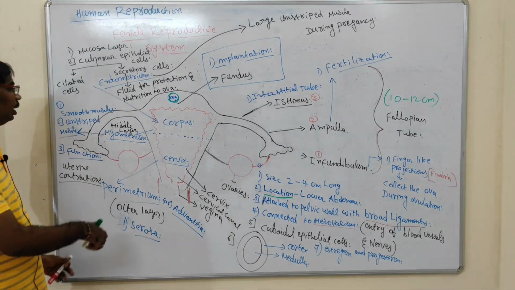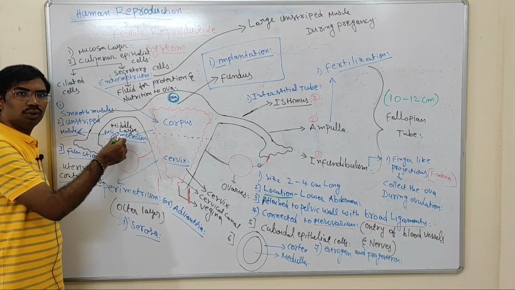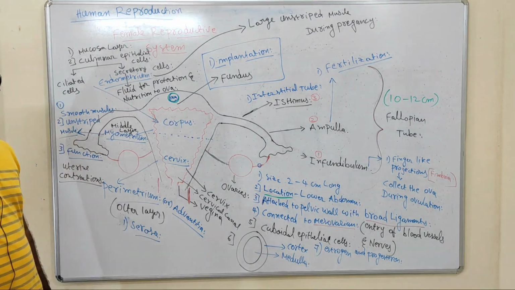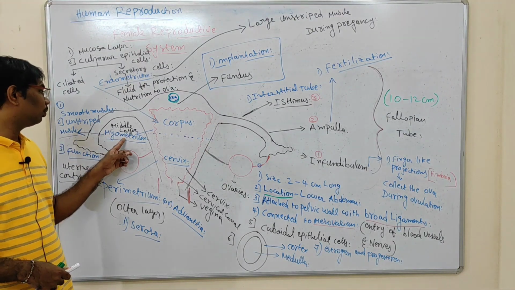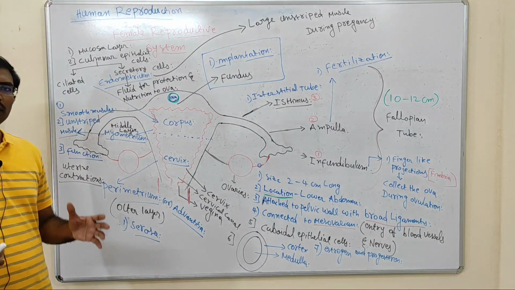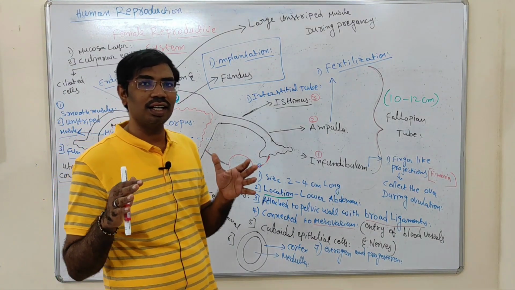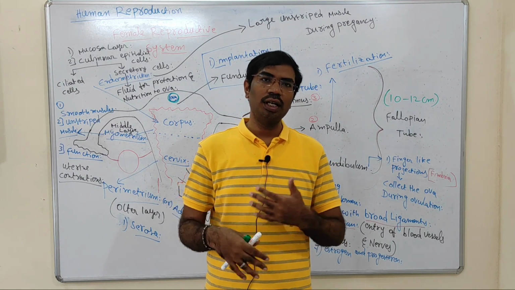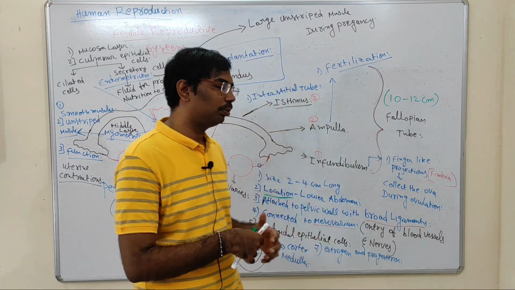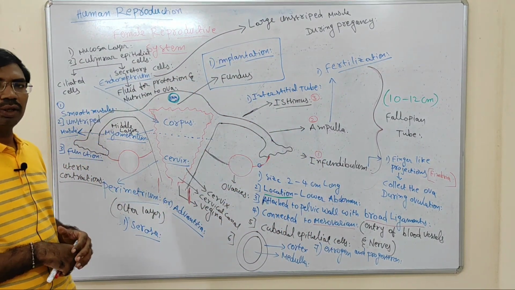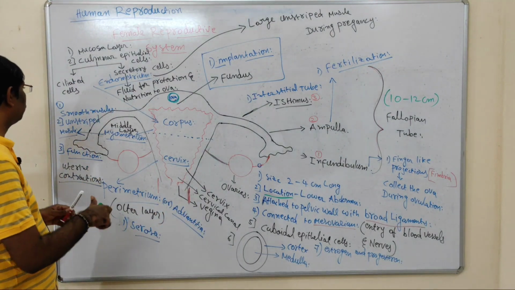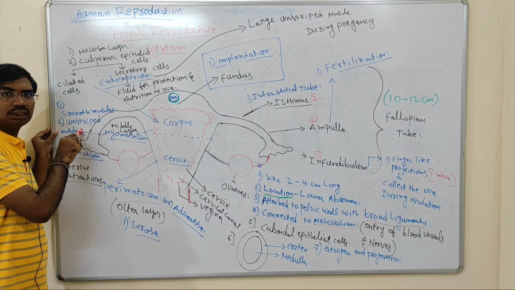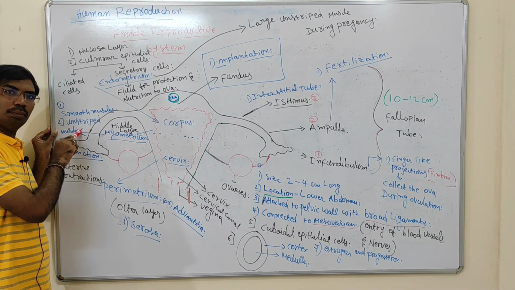After that, the middle layer of the uterus is called the myometrium. What is the significance of the myometrium? The myometrium is important for the contractions of the uterus. The frequent contractions of the uterus occur because of the myometrium. The myometrium contains unstriped muscles, or smooth muscles.